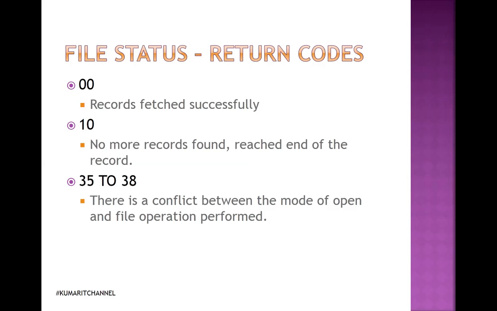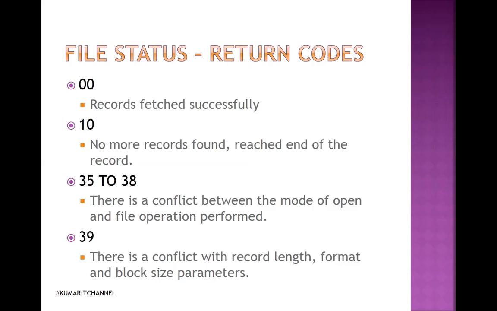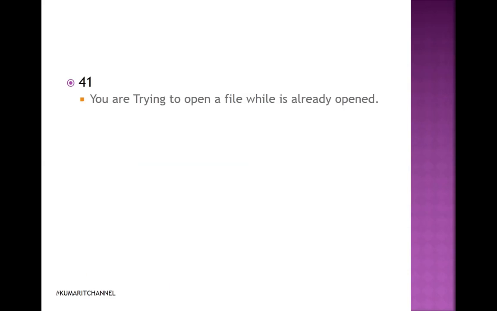35 to 38: there is a conflict between the mode of open and the file operations that you have performed. And 39: there is a conflict with record length, format, and block size parameters. So you have to make sure that the structure you give in the working storage section, or the file properties and variables that you declare, match the length. Suppose you have a copybook of 100 bytes, the same 100 bytes should be in the input file. If not, there is a conflict, and you'll commonly get that error.